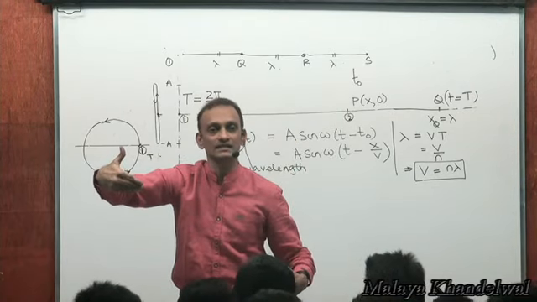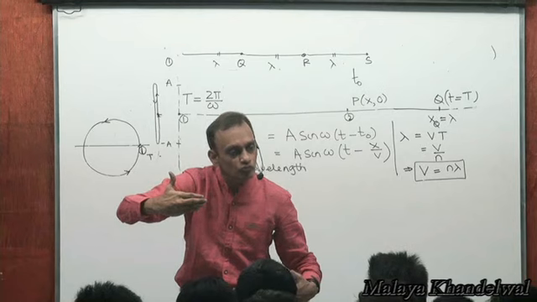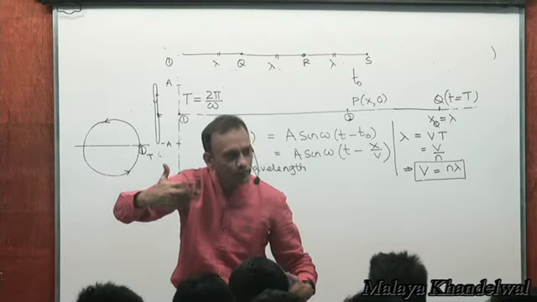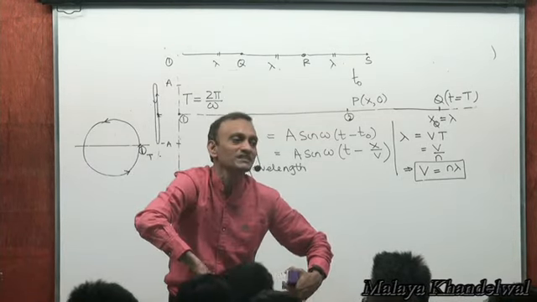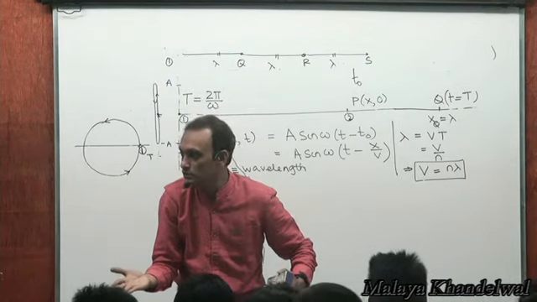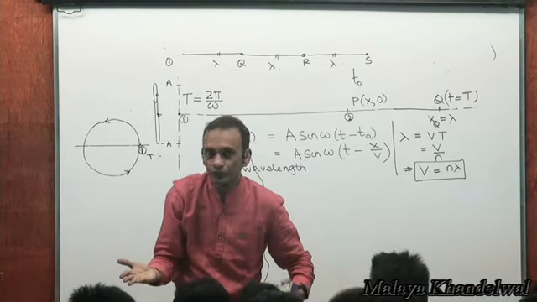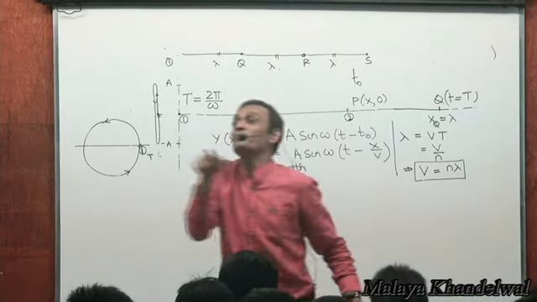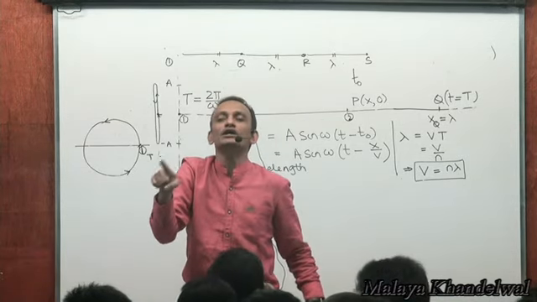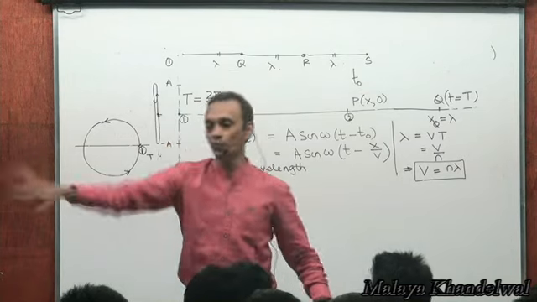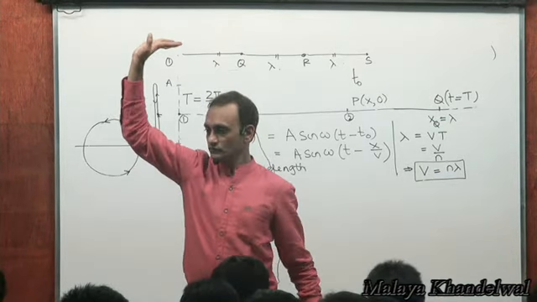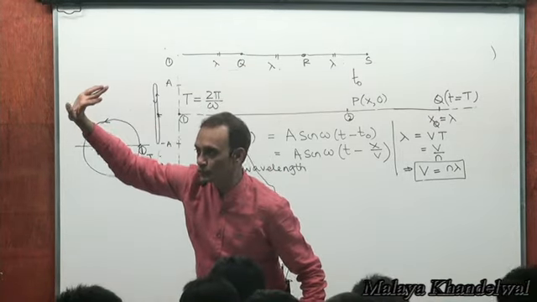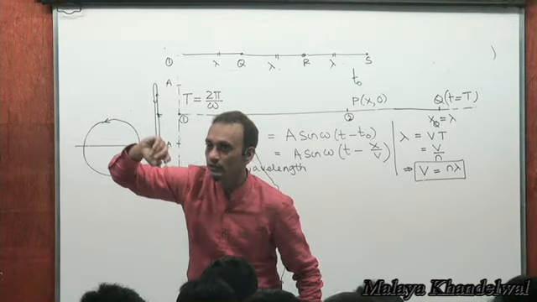phase lag occurs. A particle whose motion starts a little later would be behind in phase compared to the other particle. Yes or no? Do you all understand this? So particles separated by a distance lambda differ in phase by 2 pi. Clear? All of you understand this?